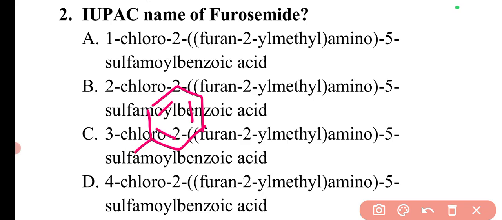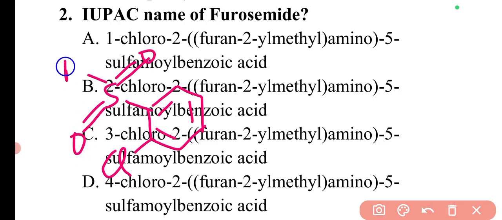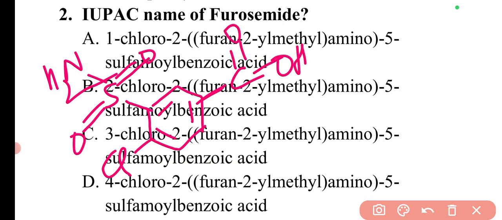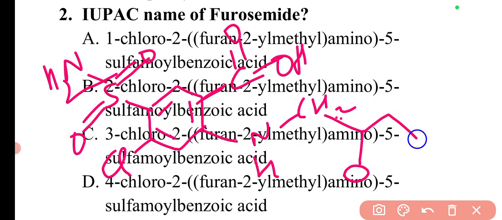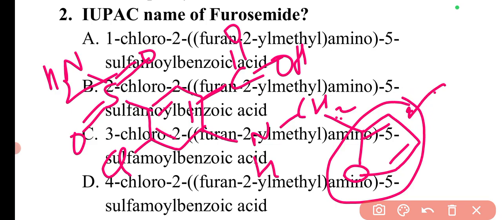In this benzene ring, at this position it is a chloro group, meaning this is the fourth position, so it has a chloro group. And at this position it has SO2NH2, meaning a sulfonamide group. Also opposite to the chloro group it has a carboxylic acid group, COOH, and at this position it has NH, then CH2, and this CH2 group is attached to the furan ring. Here it has double bonds, so this is a furan ring. You can remember this structure as well.